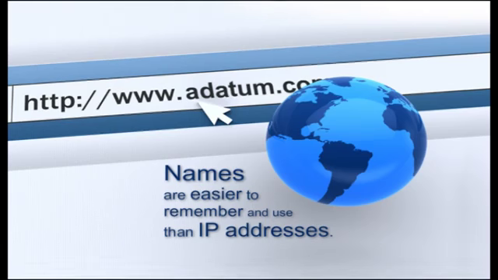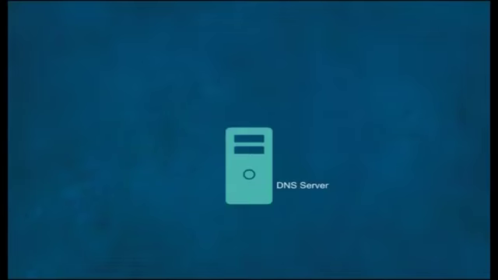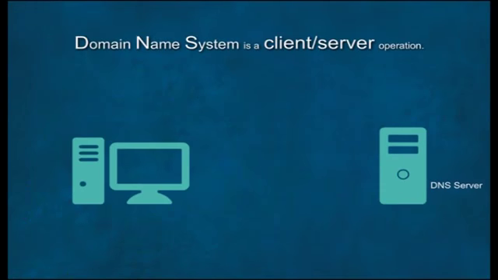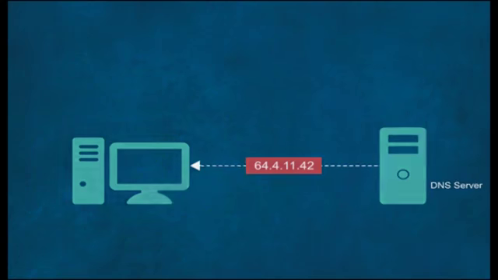Instead of having to remember the numbers, the Internet uses DNS, or Domain Name System, to translate numbers into user-friendly names. DNS is a client-server operation with a client generally requesting a resource, like www.microsoft.com, and a server responding to the request by providing the requesting system with the corresponding IP address.